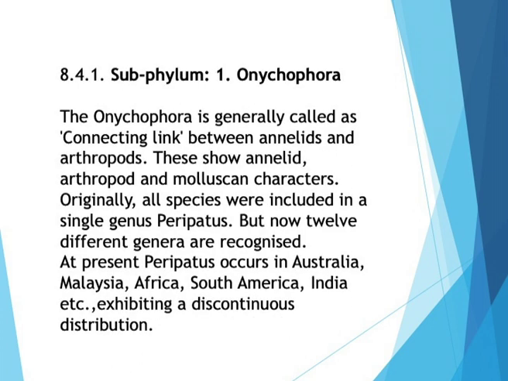Let us study one by one. Subphylum 1, Onychophora. The Onychophora is generally called the connecting link between annelids and arthropods. These show annelid, arthropod and molluscan characters. Originally, all species were included in a single genus called Peripatus, but now 12 different genera are recognized. At present, Peripatus occurs in Australia, Malaysia, Africa, South America, India, etc., exhibiting a discontinuous distribution.